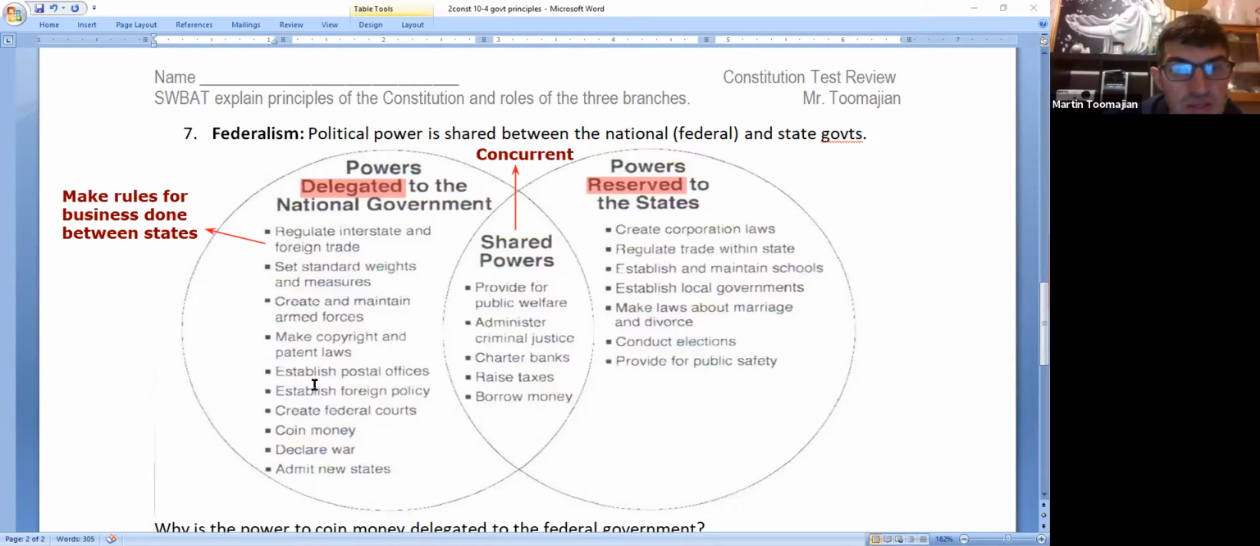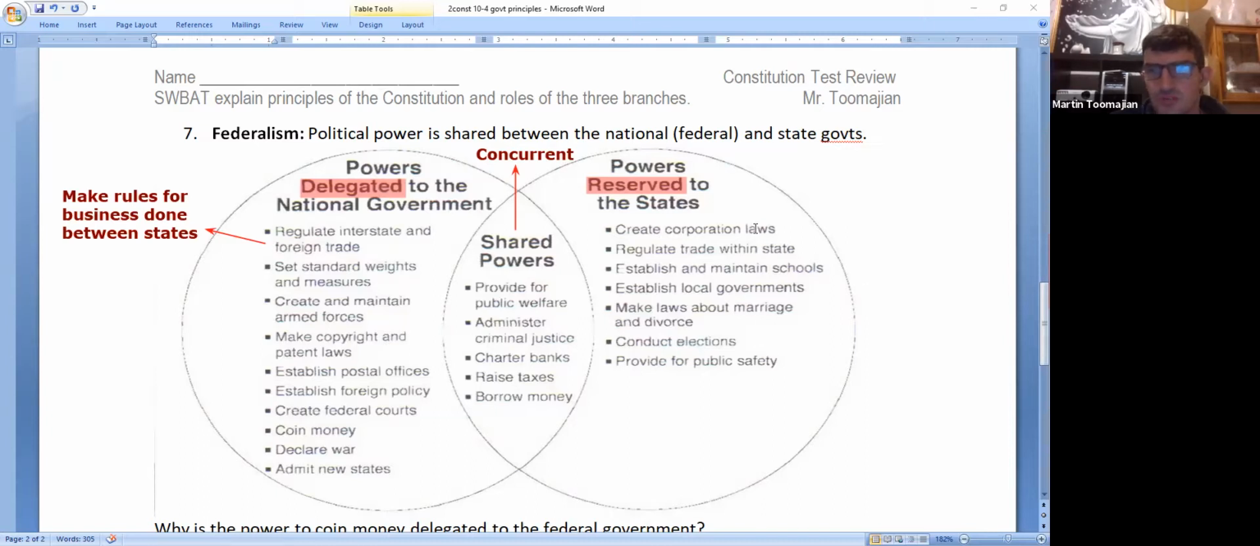It's what you think it is. Establish foreign policy, establish deals between countries. Again, you don't want New York to make one deal with China and then New Jersey makes another one. That won't go great for the US. Federal courts, coining money means printing money, declaring war and admitting new states. Okay, now the other side, reserved to the states. Yeah, this is all kind of straightforward.